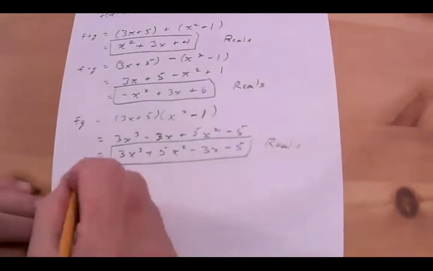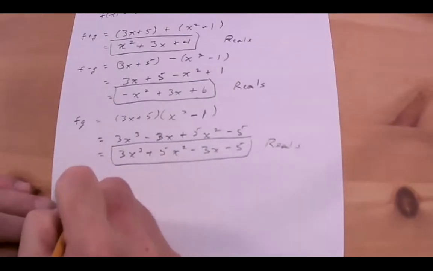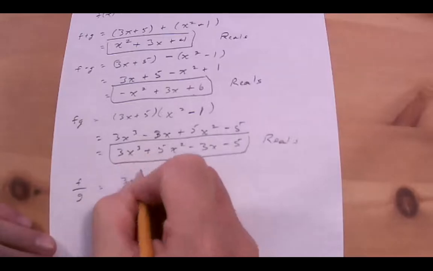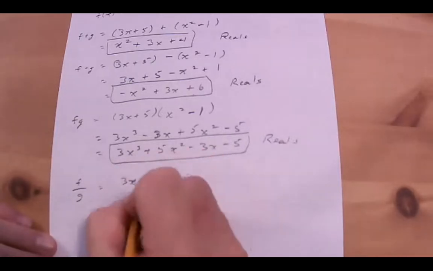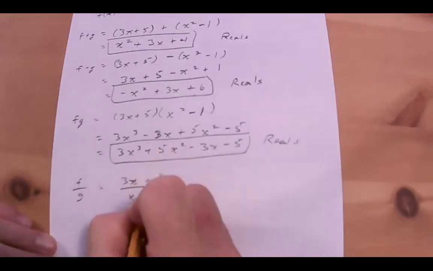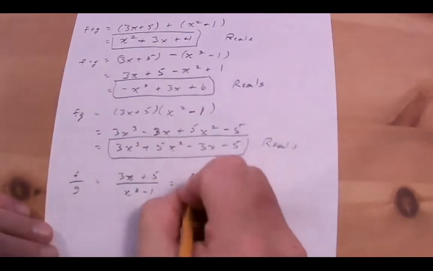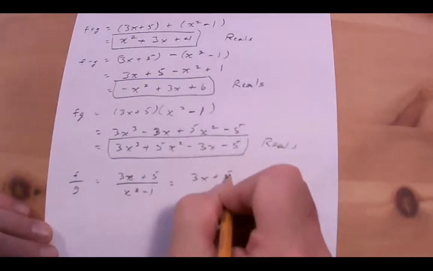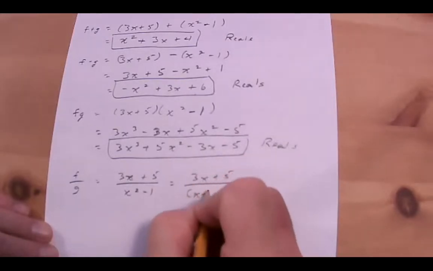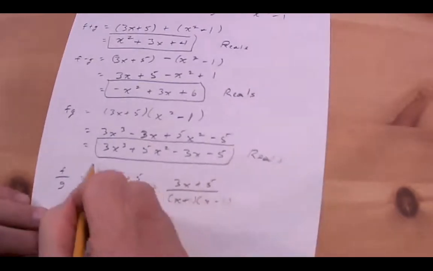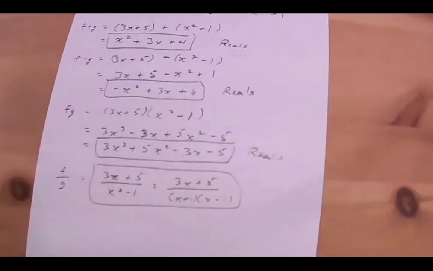And then finally, we want to take the quotient, f over g. So I get 3x plus 5 over x squared minus 1. If you wanted to, you could factor the denominator into x plus 1 and x minus 1. I would take either answer.